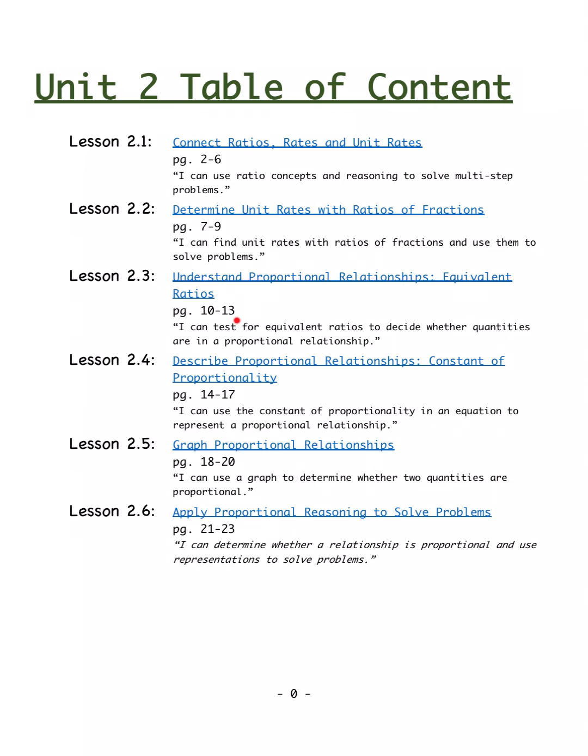So page 10 through 13 is where this is at, and you can say: I can test for equivalent ratios to decide whether quantities are in a proportional relationship. So that is what you should be able to do at the end of this lesson.